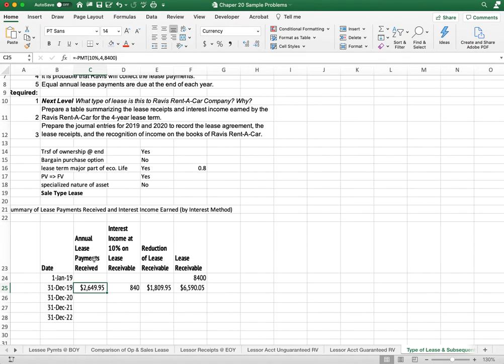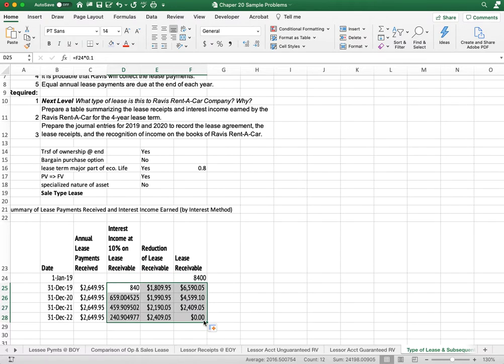Let's see if we pull this, yeah, that'll hold. And we should be able to pull all of these formulas down now. And we end up with a 0 balance, which is a good sign that our previous calculations were correct. And let's change these to 2 decimals.